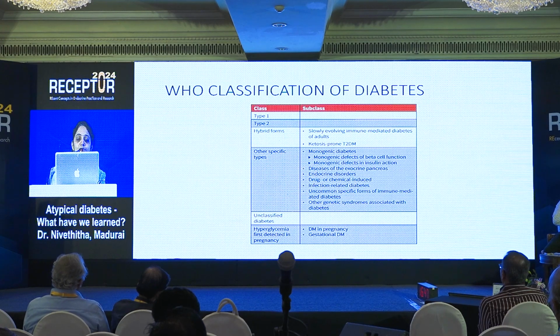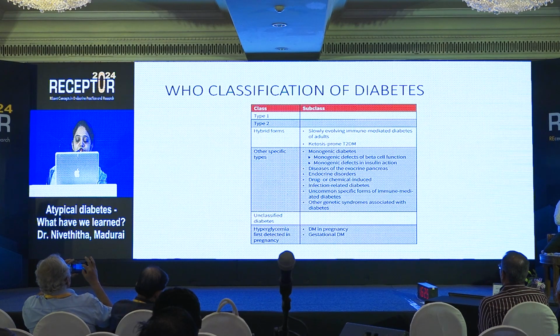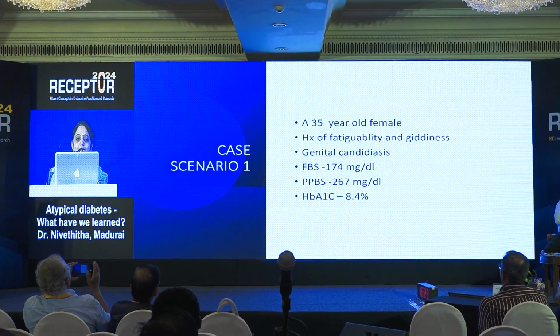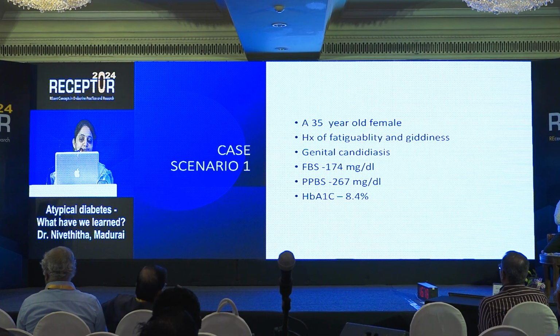The WHO classification of diabetes is type 1 and type 2. We also have hybrid forms of diabetes, which we will go into in detail, and other specific types: monogenic diabetes, disease of exocrine pancreas, endocrine disorders, drug-induced, chemical-induced, infection-related, uncommon immune-mediated diabetes, syndrome-associated, and also GDM and diabetes in pregnancy. With this, I'll present some case scenarios of the most important atypical diabetes and how to approach them in our day-to-day clinical cases.